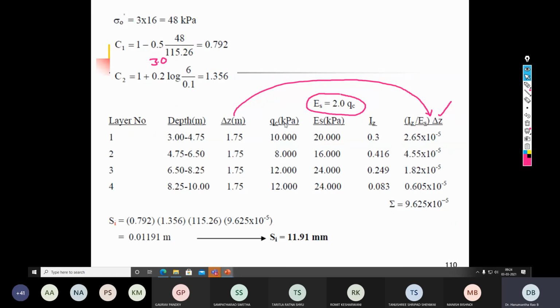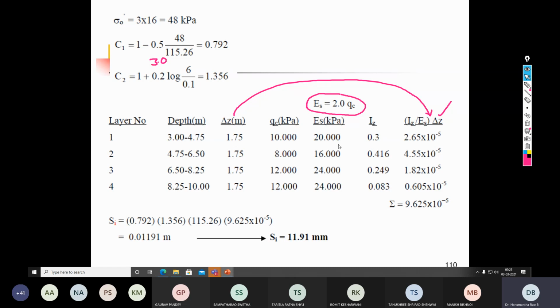Okay, so identify the value of qc corresponding to each layer, then multiply it by 2, and you will get the Es value. So Es for layer number 1 is 20,000; for layer 2, 8 multiplied by 2 is 16,000; and for layer 3, 12 multiplied by 2 is 24,000.